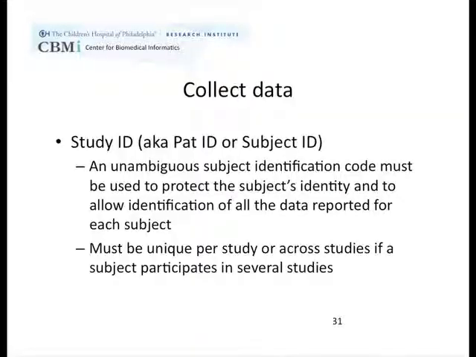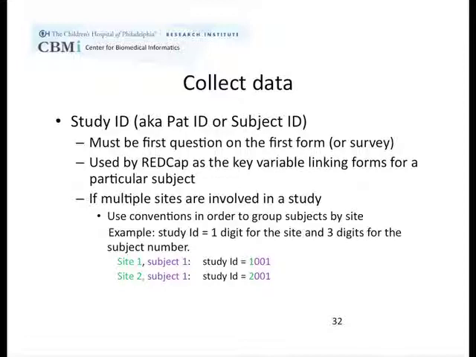So the first information to enter into REDCap is a subject ID. It's called also study ID or patient ID. So this ID will protect the subject identity, and it will identify every record in the database, especially if you have multiple events. REDCap will group all the data of each subject. So this ID must be unique per study, and if a subject participates in multiple studies, it may be unique also across studies. So the ID in REDCap must be the first question of the first data entry form of the survey.